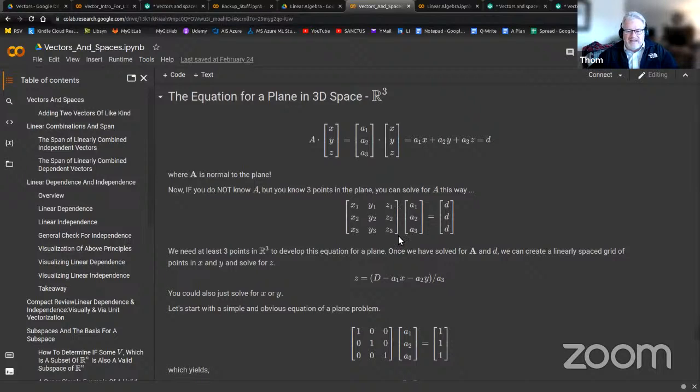That's what this case is down here. But let's say we don't know the normal vector, but we know the 3 points. Well, if we have 3 unknowns, which in our case are the elements of the normal vector, A1, A2, A3, and these 3 points times that vector, each of these rows is going to be dotted with each of these elements to give D.